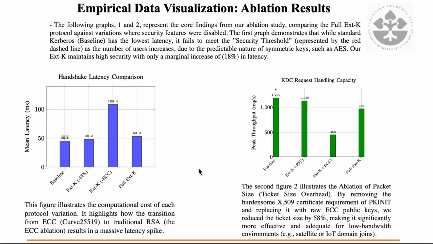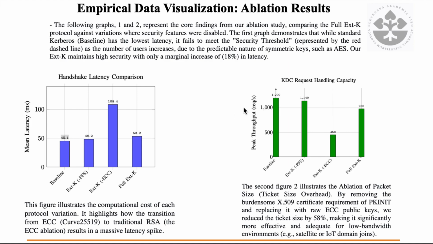The empirical data visualization. The first graph illustrates the computational cost of each protocol variation. It highlights how the transition from the ECC curve, Curve25519, to conventional RSA, which is an asymmetric key encryption, results in a massive latency spike. Those two represent the core findings from our ablation study.